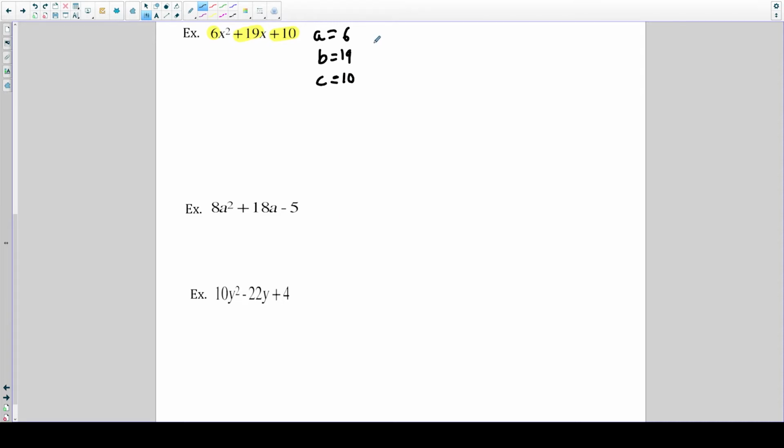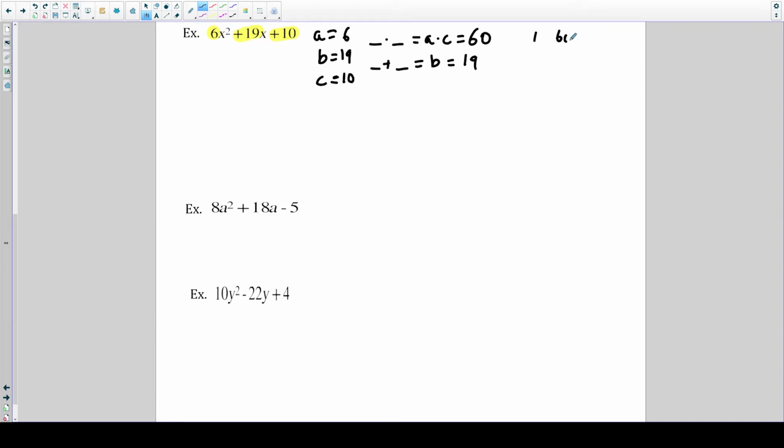So starting us off here, we have something times something has to equal a times c. In this case, a times c, 6 times 10, is 60, and the same two numbers have to add up to give us b, which in this case is 19. So we're going to look for factor pairs that multiply to give us 60.